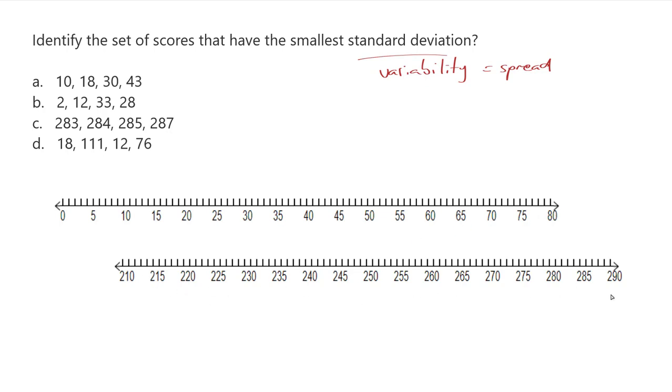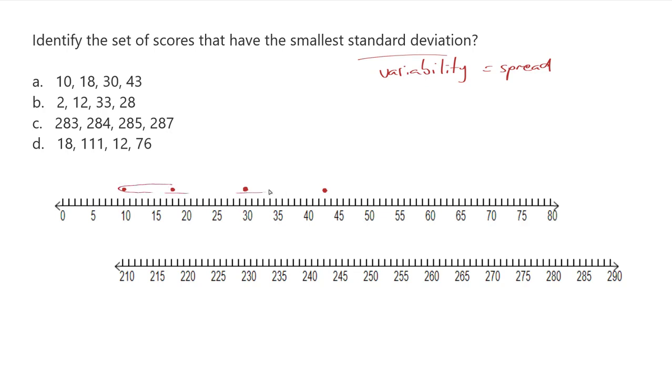Now, you don't have to necessarily do this when you're writing a test or an exam. This is just a visual guide as to what I'm talking about in terms of spread. So let's have a look at the values for A. I've got 10, so there's my first value. I've got an 18, so 15, 16, 17, 18, and then 30, and 43. So 40, 41, 42, 43. So these are my values for A.